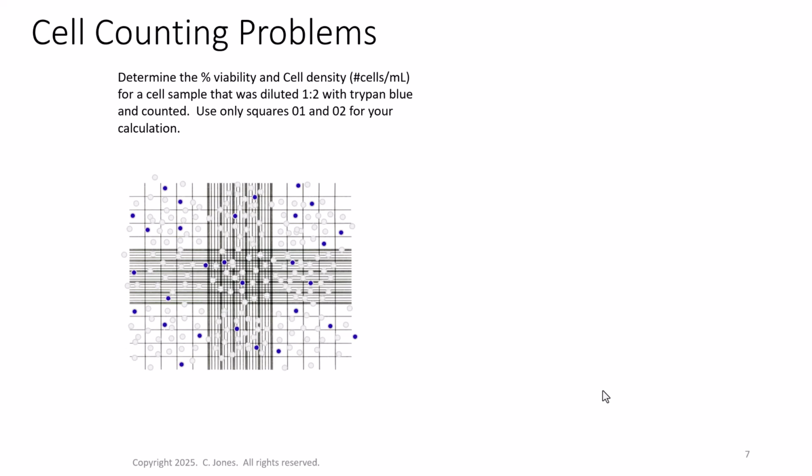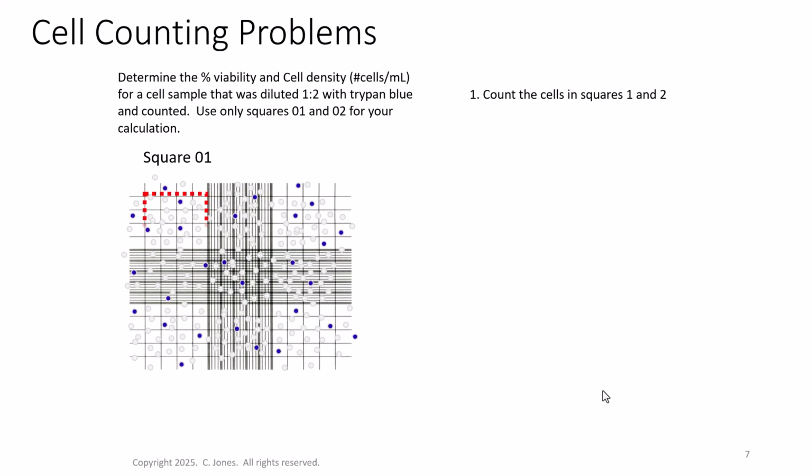All right, to save time and space for this problem, we're only going to use squares 1 and 2 for your calculation. Ideally, we'd use at least 5 squares, but in order to get through these examples, I'm going to limit us to 1 or 2 squares. Okay, so first thing we're going to do is count the cells in squares 1 and 2.